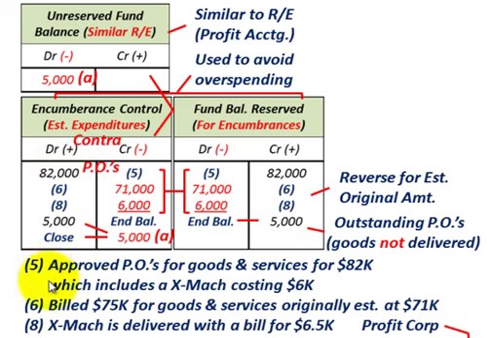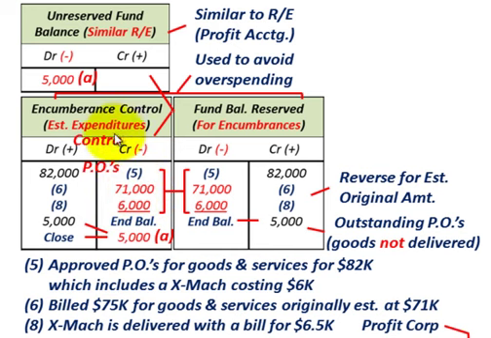Okay, so along with that $82,000 here, we have to mention here that it also includes a special machine costing $6,000. Okay, so now we've come along here and we've been billed $75,000 for goods and services originally estimated at $71,000. Okay, so going up to our control accounts here. Again, we were billed for $75,000, but originally estimated at $71,000.